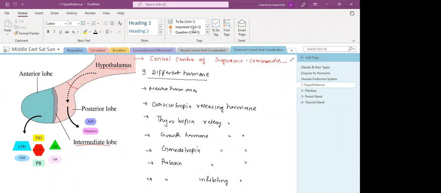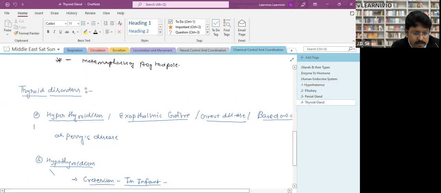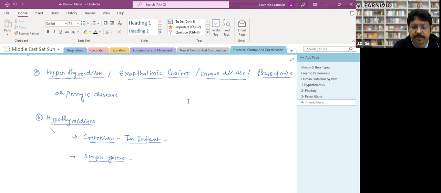Hypothalamus. So did we complete the disorders of the thyroid gland? Yes, cretinism and all that. Yes, we did. Hypothyroidism. Right. So, parathyroid gland. The next heading is parathyroid.